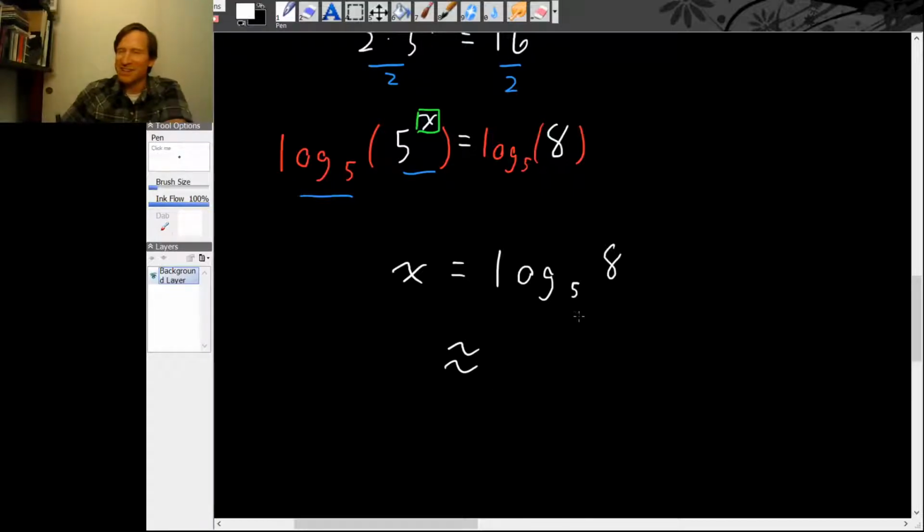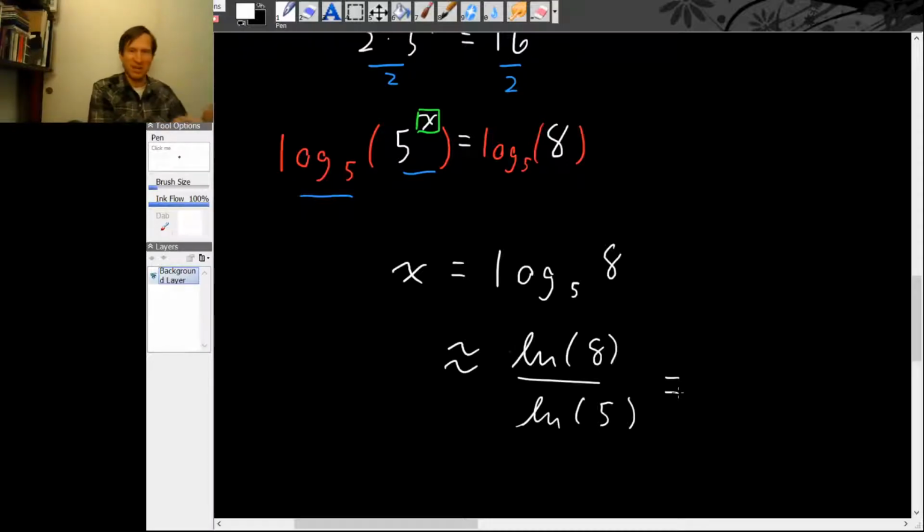But remember, most scientific calculators don't have a logarithm button that can have any base. You have two bases to choose from, base 10 or base e, but you can always use the change of base formula to switch to one of those two bases. Let's switch to base e just because it's math class and we like base e. So this is going to give us natural log of 8 over natural log of 5.